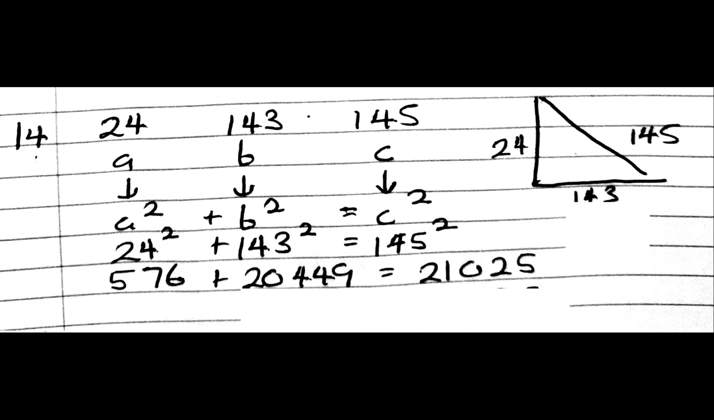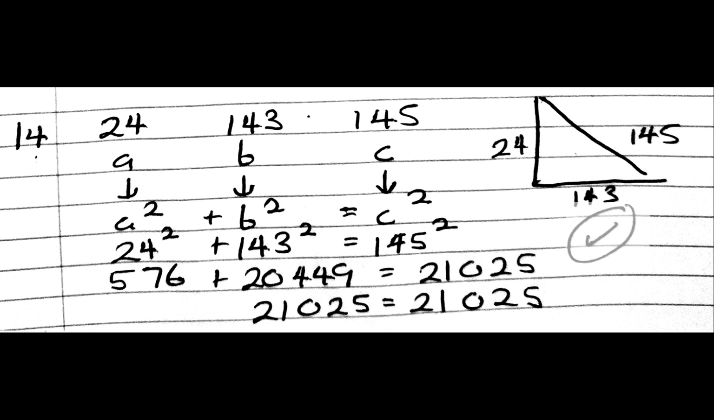576 plus 20,449 equals 21,025. So yes, this is a right triangle. This is a right triangle, and it fits the Pythagorean theorem.